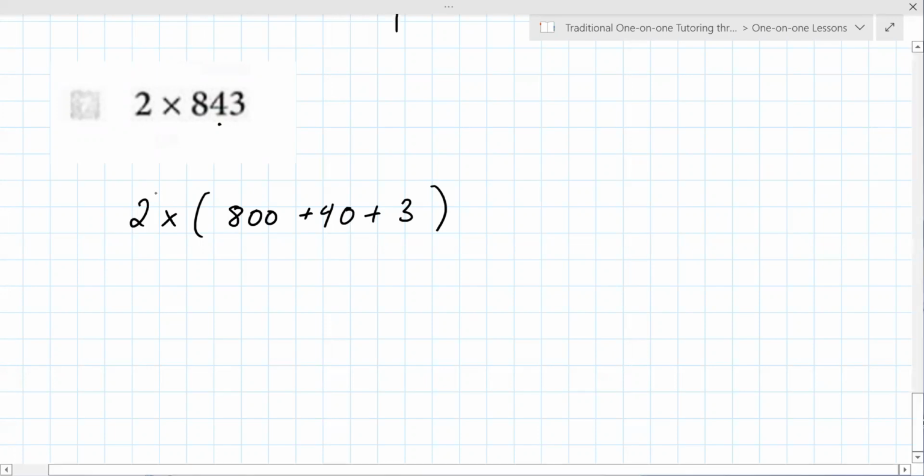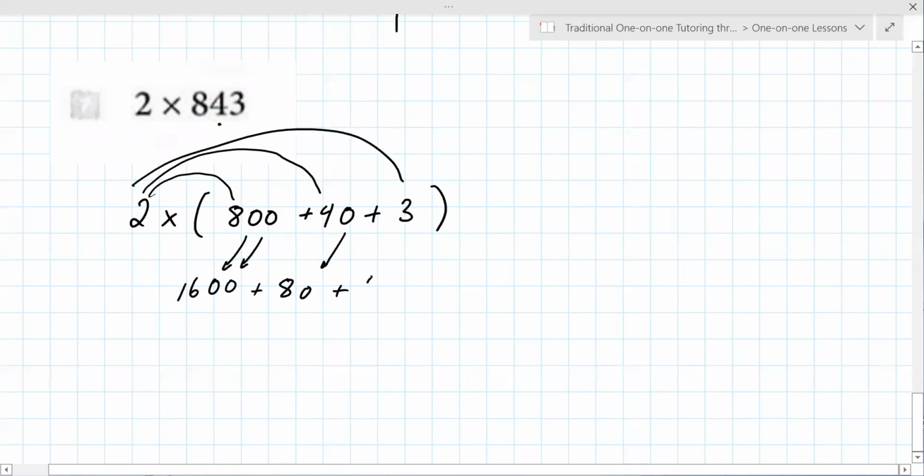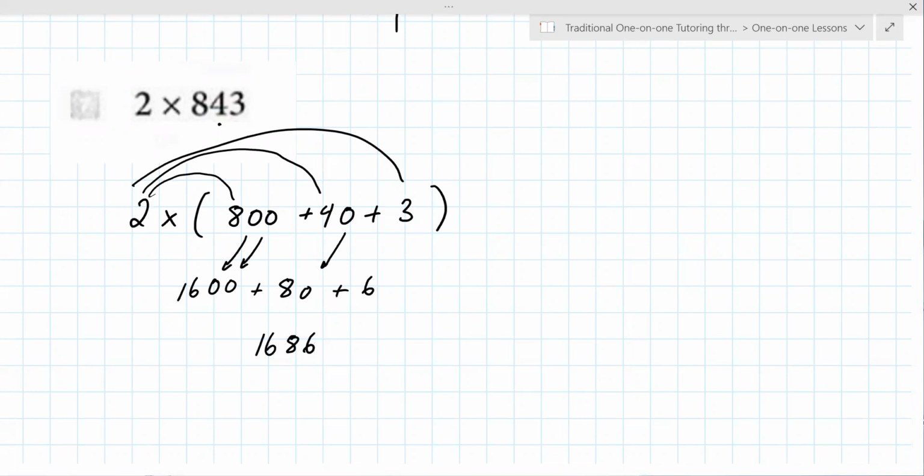Okay, 2 times 8 is 16. Bring down 2 zeros. 2 times 4 is 8. Bring down the 0. 2 times 3 is 6. Add them together. 1,686. Any questions on that?